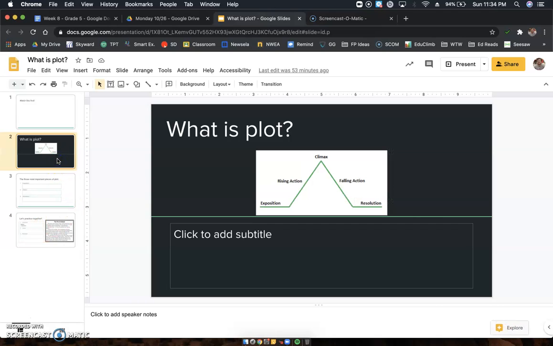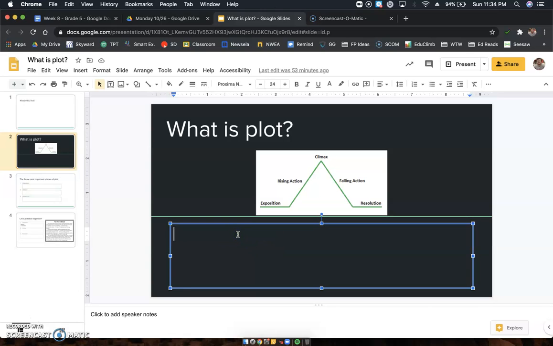So, here on the second slide here, what is plot? This little picture here, I put that in there. We're not going to use this diagram today. We'll start using it tomorrow. What we're going to talk about today is what is the plot. So I want you to copy this down with me. Right?